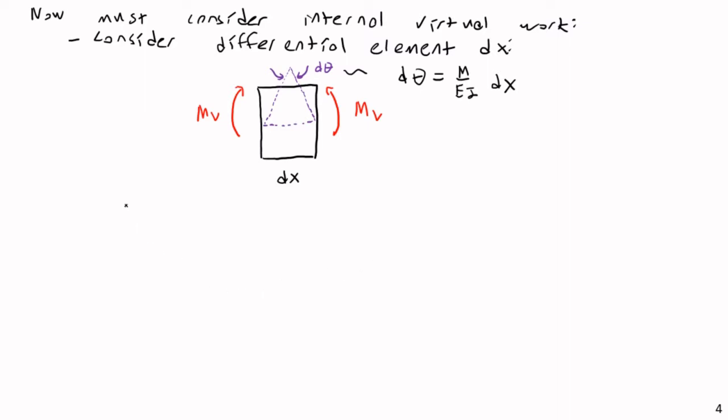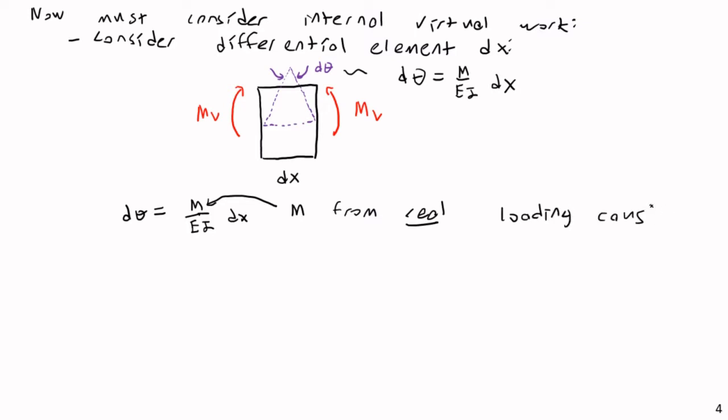So d theta equals M over EI dx. Again, I want to keep reiterating this because there's going to be more than one M on the board here. So this is M from the real loading causing the rotation d theta.